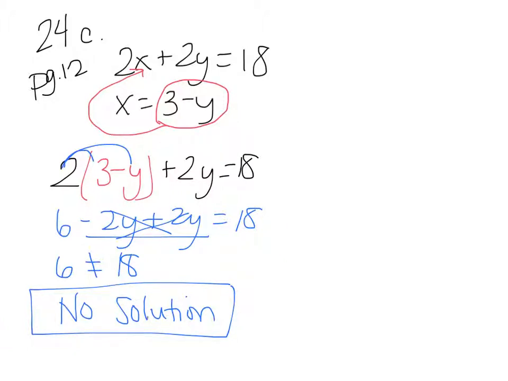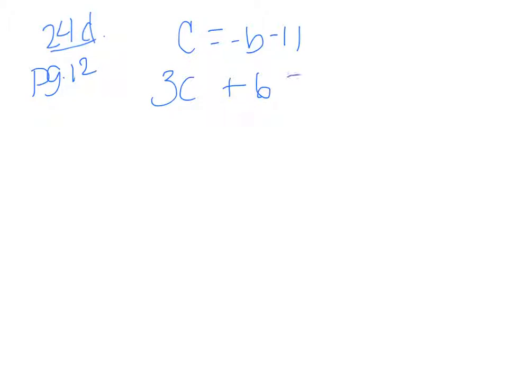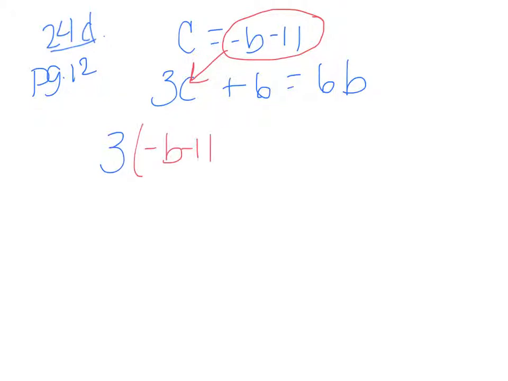Nothing will ever work. The last example we're going to look at is number 24D, also from page 12 of the notes. Sorry, my 12 looks weird. All right, so we are given that c is equal to negative b minus 11, and 3c plus 6 is equal to 6b. So again, our negative b minus 11 is equal to c. So we are going to substitute that in for our c value. So I'm going to rewrite that second equation, but instead of a c, I'm going to plug in my negative b minus 11. I bring down my plus 6 equals my 6b.